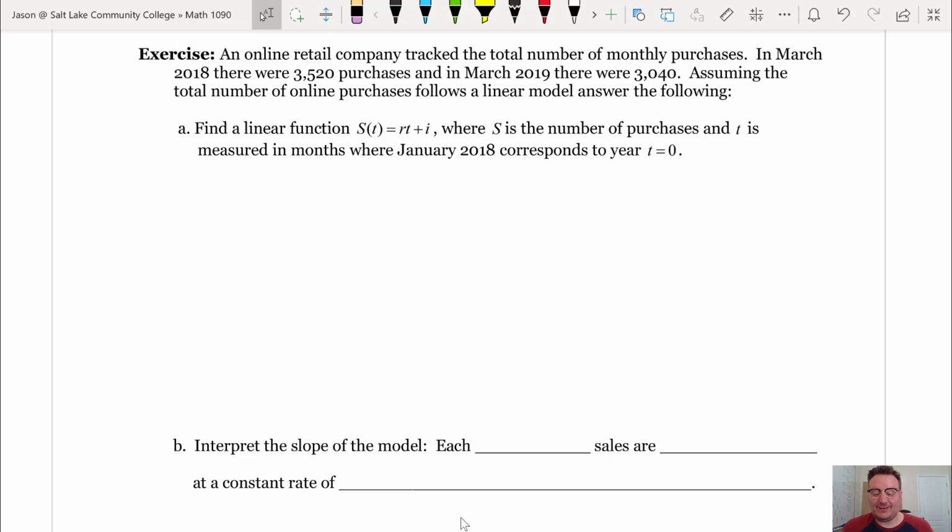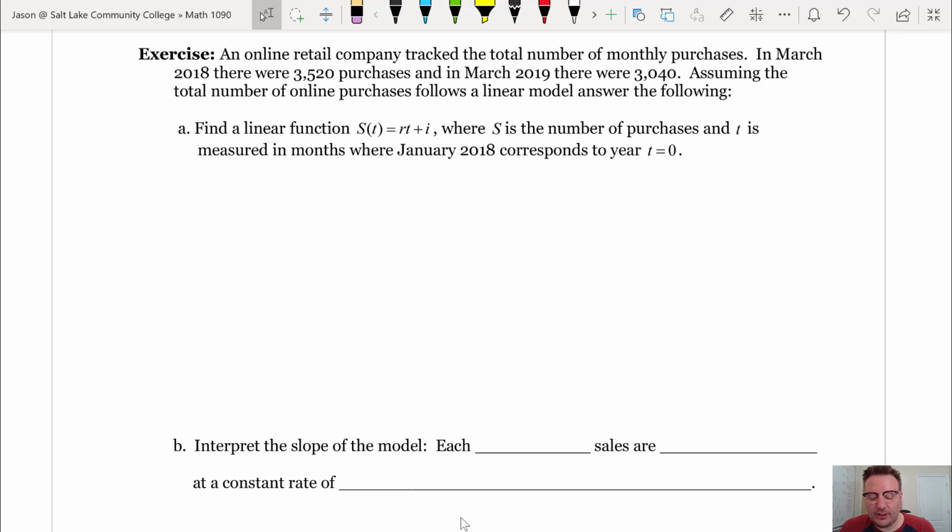Okay, I see 2 pairings of numbers there, right? Although they're not quite numbers, they're dates and numbers. But that sounds like 2 points on a line to me. Assuming the total number of online purchases follows a linear model, so we're making an assumption here, answer the following.